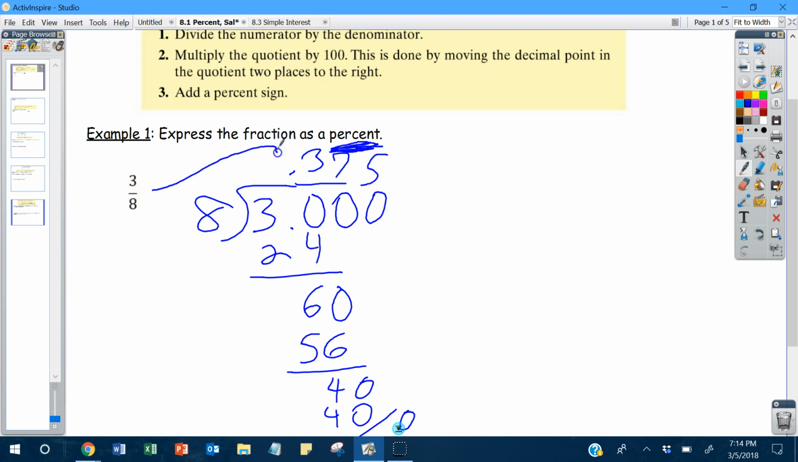So this is simply converting that fraction to a decimal. Then I want to multiply that quotient by 100, so I'll move that decimal over 2 places to the right, and my percent ends up being 37.5%. So that's how I do that. Essentially it's converting the fraction to a decimal and then moving the decimal over to make it a percent. And it's really not much more than that.